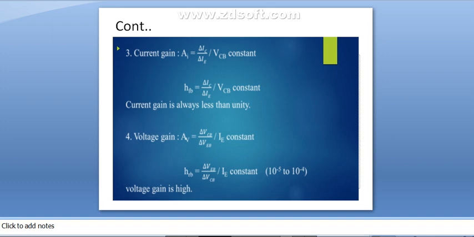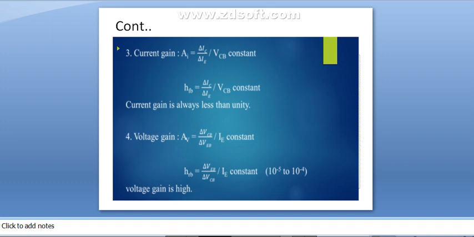Next parameter is voltage gain. It is the ratio of change in output voltage to input voltage when input current is constant. So it is the reverse voltage gain. The reverse voltage gain is input voltage by output voltage.